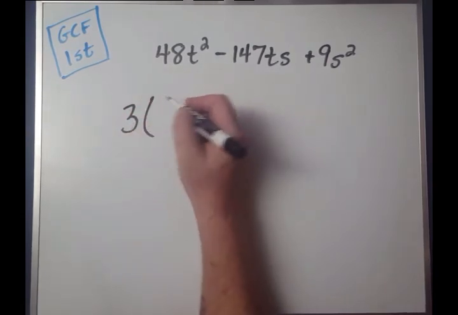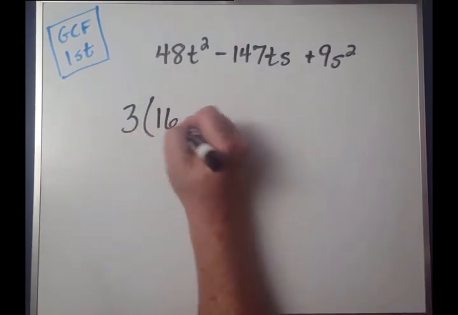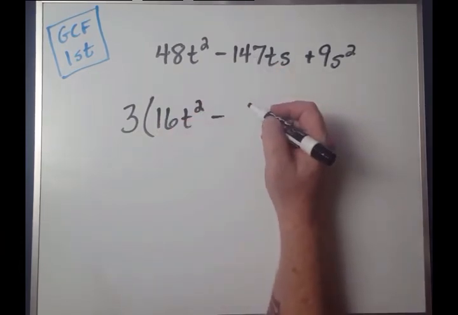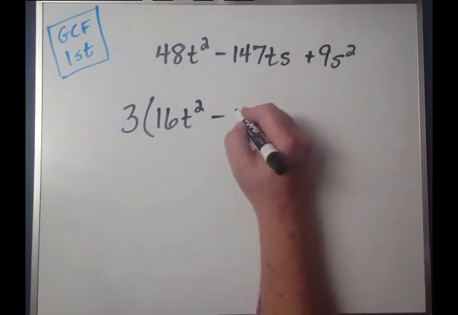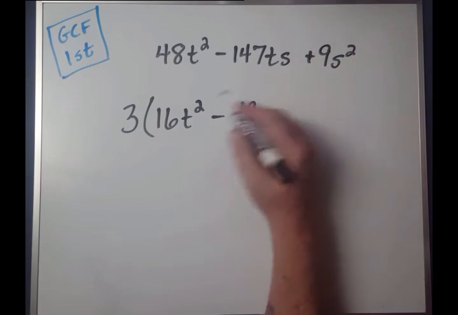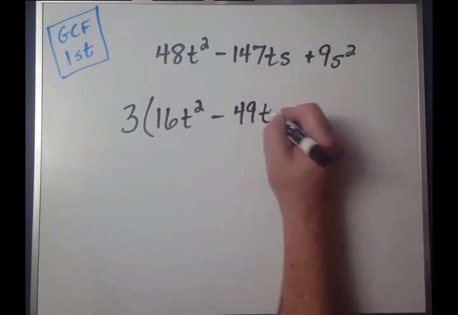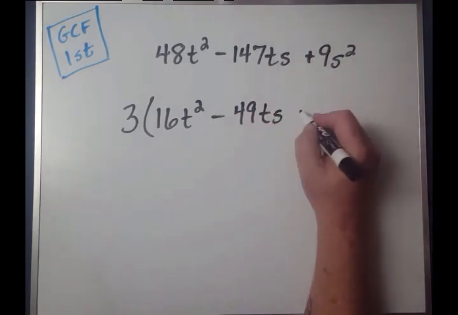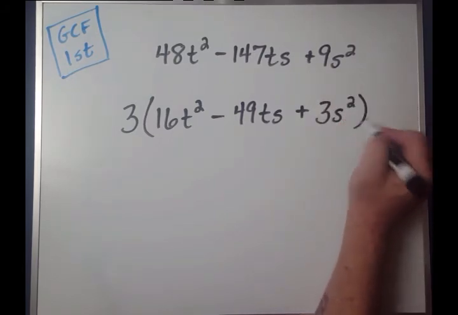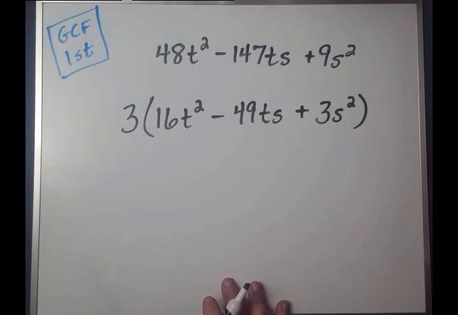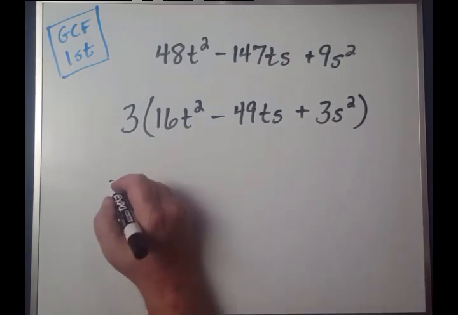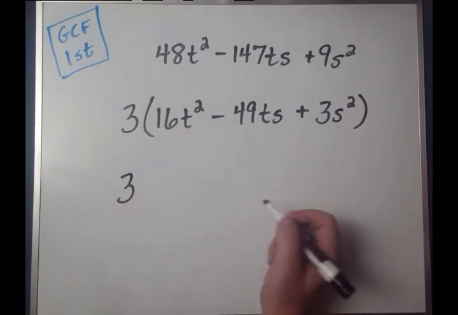Factor out a 3. Pull the 3 out of 48, it leaves us 16 t squared. Minus 3 goes into 147. What's that going to be? 49? 49 times... And 3 into 9 will go 3 times. I like that better. All right. Don't forget your greatest common factor.